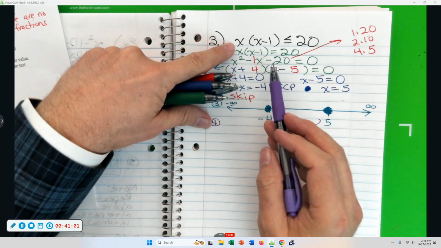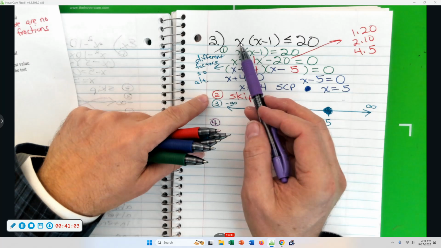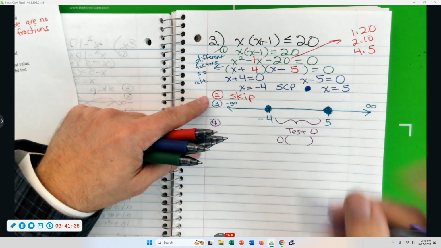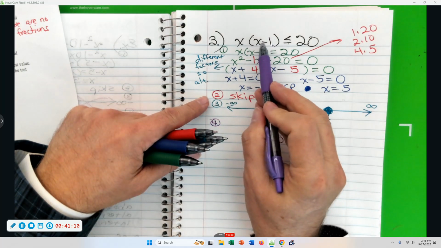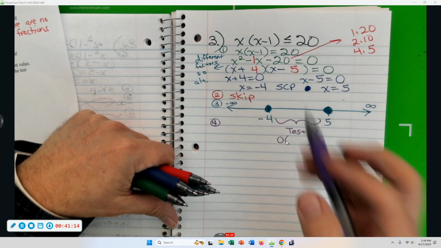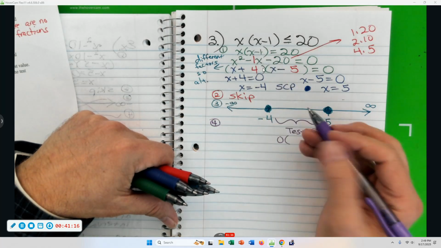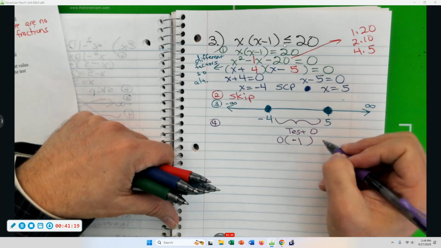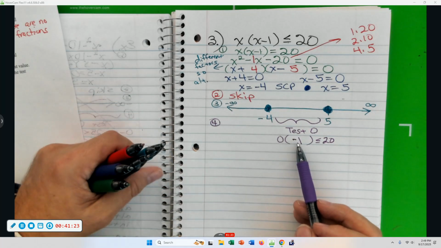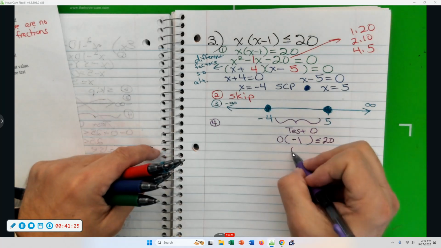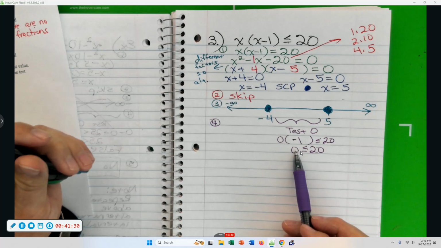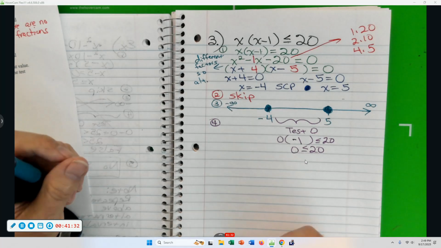Okay, plug it in, 0. You test it back in the inequality. So in place of that x, it becomes 0 times 0 minus 1. What's 0 minus 1? -1. So 0 times -1. This is where you say 0. You were working ahead of me. You were saying that left side was 0. 0 is less than or equal to 20. True or false?